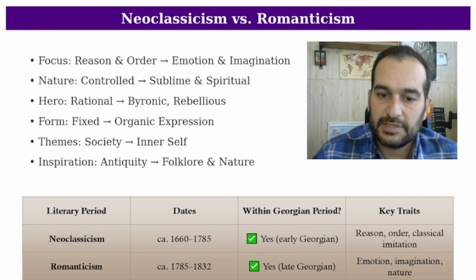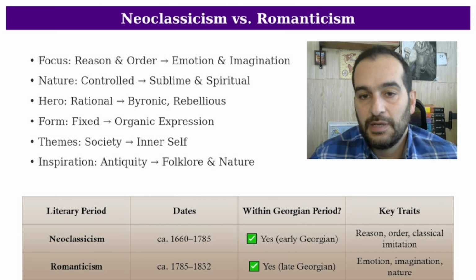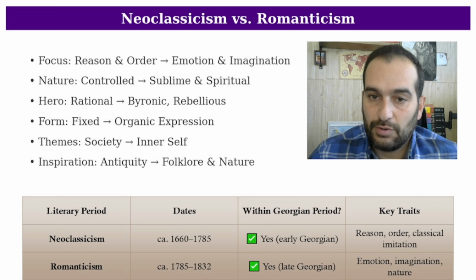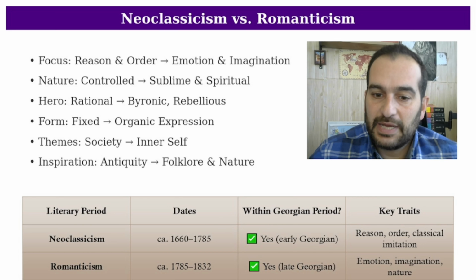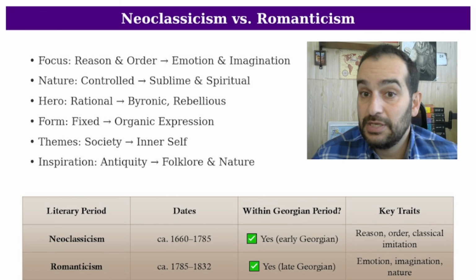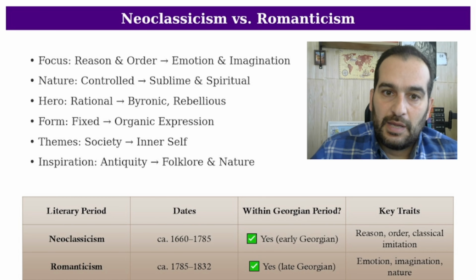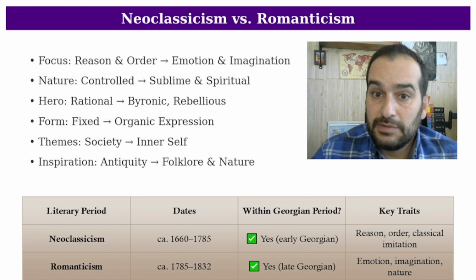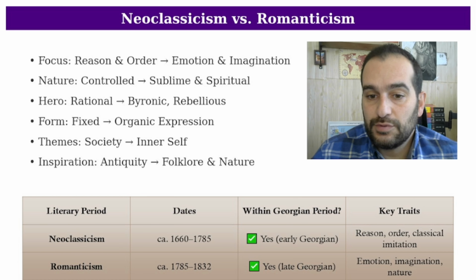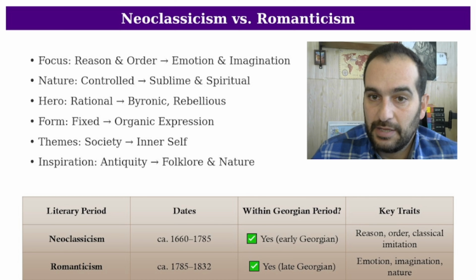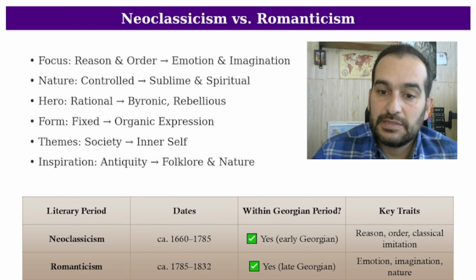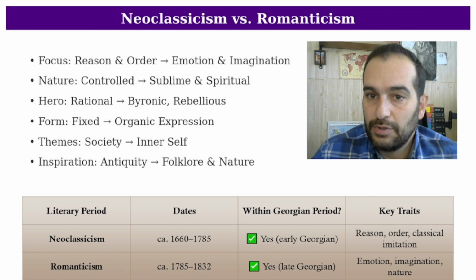The Neoclassical period focuses on order and reason; it's called the age of reason. Meanwhile, Romanticism focuses on emotion, imagination, and intuition. Nature is viewed as controlled and rational in the neoclassical age. Meanwhile, in the Romantic period, it's sublime, spiritual, and wild.